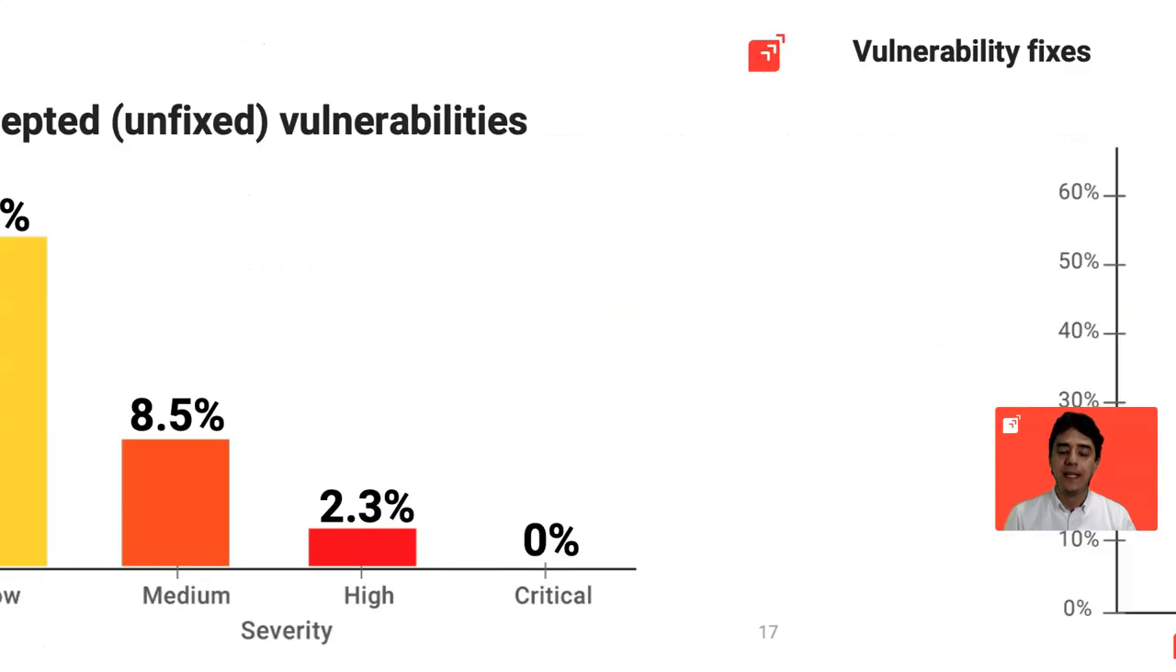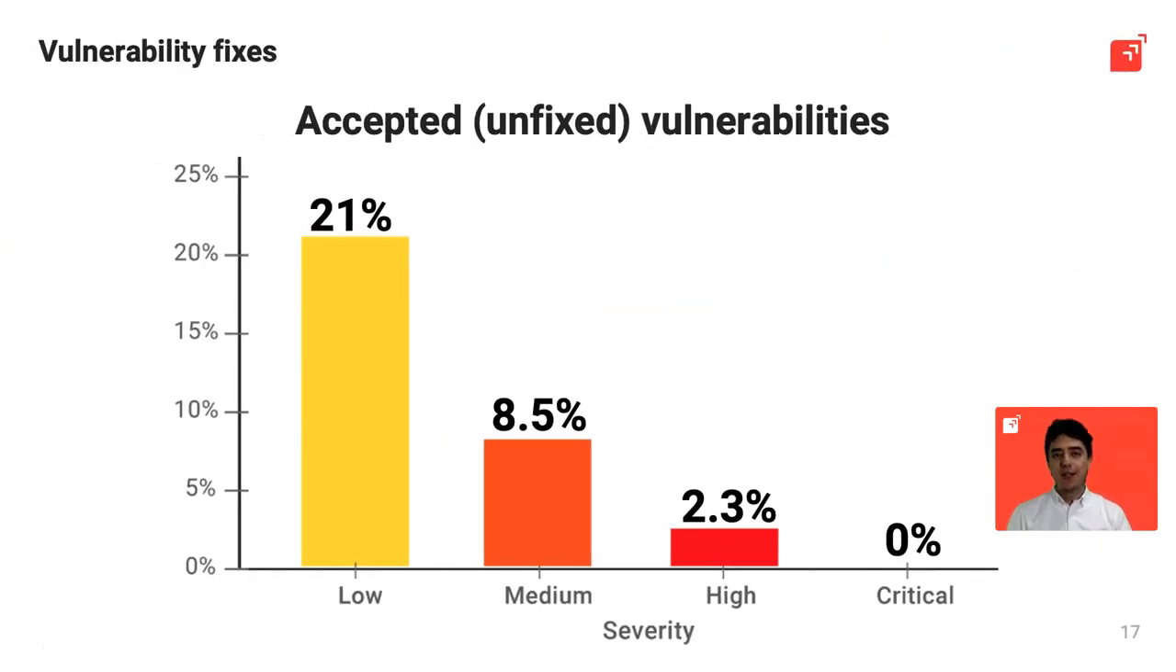vulnerabilities. Taking only continuous projects, the percentage of accepted vulnerabilities goes down as severity increases. 21% of low severity vulnerabilities are accepted, but no critical flaws remain unaddressed. The trend is plausible. Organizations take fewer risks as their potential impact increases.